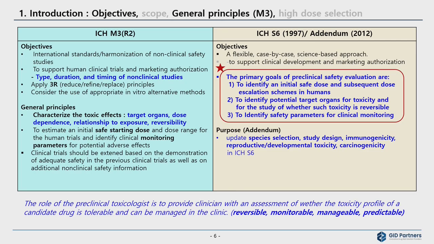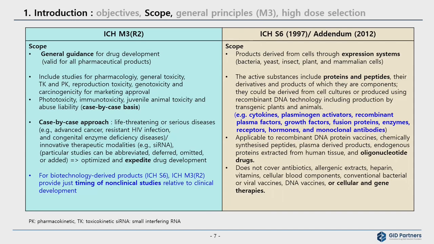So for non-clinical toxicity researchers, we identify the toxicological effect and whether they are reversible, and if there is any AE occurring, can we manage it and can we predict them? These are very important things that we try to understand through the safety studies at this stage.